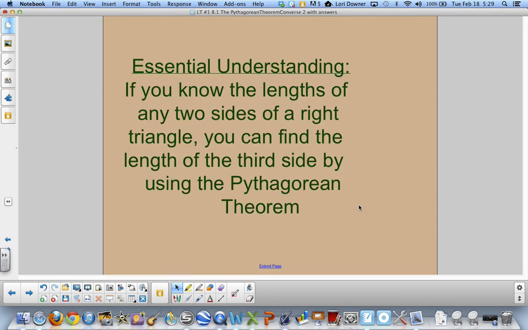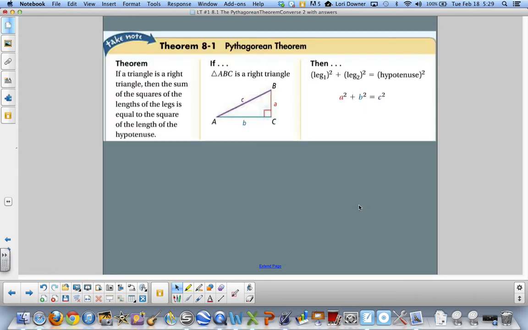Our essential understanding: if you know the lengths of any two sides of a right triangle, you can find the length of the third by using the Pythagorean Theorem. We've used this theorem quite a bit in geometry, coordinate geometry, when we want to find a distance between 2 points. And so pause this movie and add Pythagorean Theorem to your purple sheets, and then press play when you're finished.